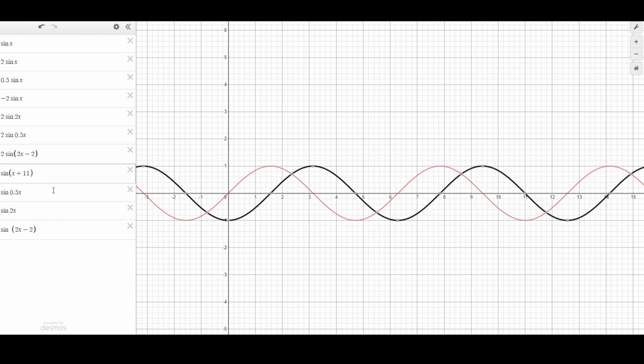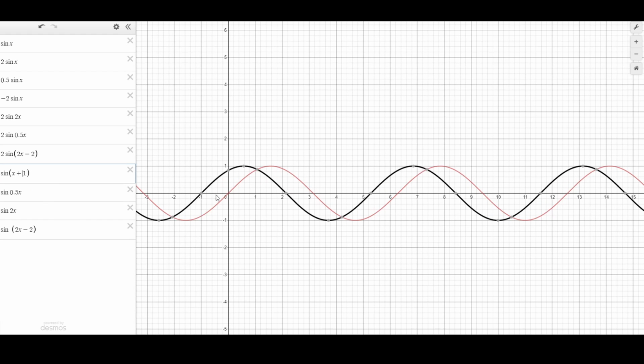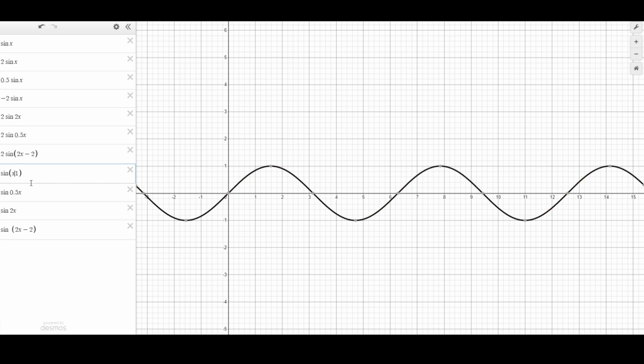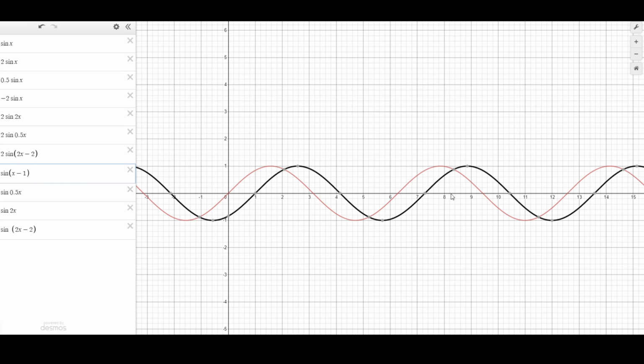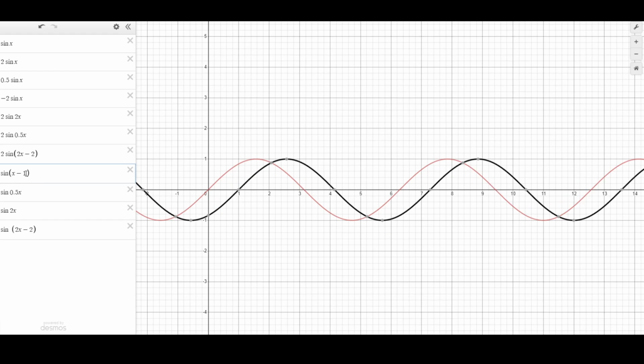Oh, +1 also moved, instead of -1. So that will be a shift to the left. Okay, you need to take note of that. If it is minus, then it is to the right, and if it is plus, it is to the left. Okay, let's stick with minus for now. So there you have it. This is the phase shift.